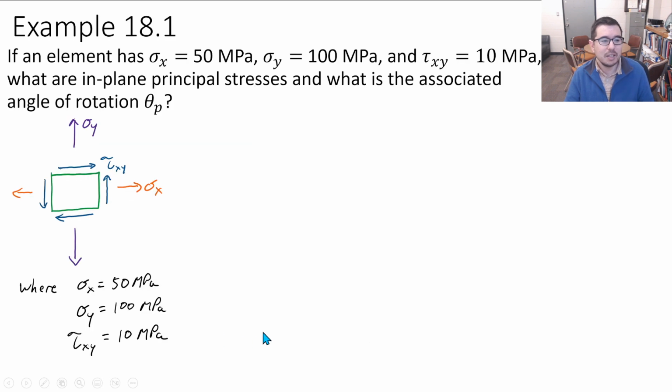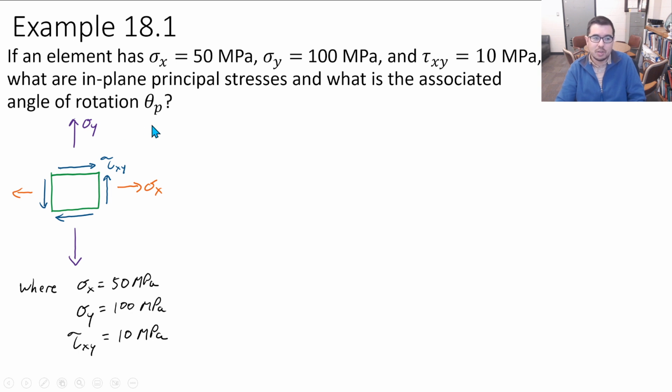Okay, so let's do an example. If we have an element that has sigma x equals 50 megapascals, sigma y equals 100 megapascals, and tau xy equals 10 megapascals, what are the in-plane principal stresses, and what is the associated angle of rotation, theta p?